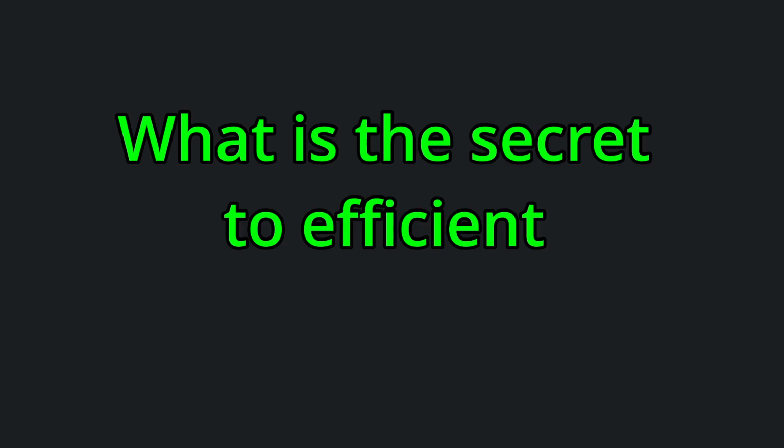What's the secret to efficient SQLAlchemy queries? Can the .options function really make a difference?